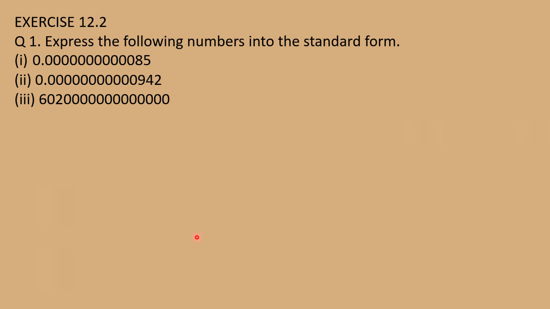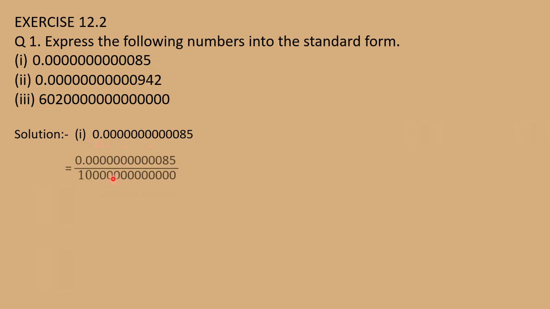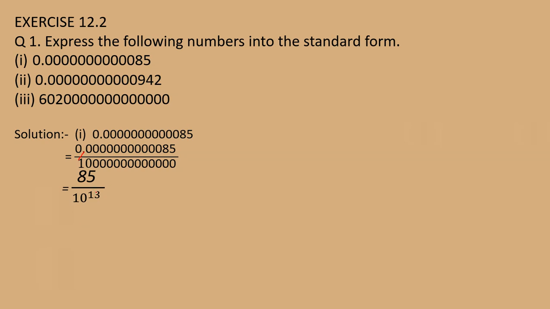So this exercise 12.2 is based on writing numbers in the standard form or in the usual form also. So let's take the first one, 0.000000000000085. Let's start the solution for this, as this number is given. Now here we can write this number as 85 upon 10 raised to the power 13 when we remove the decimal.